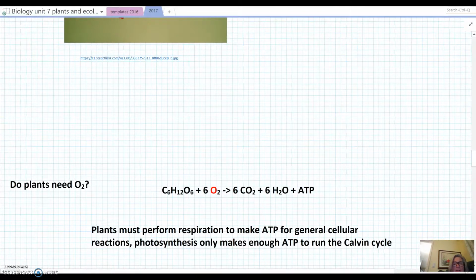Now, do plants need oxygen? Well, yes, they do. Plants have to perform aerobic respiration to make ATP for general cellular reactions, like making proteins and making lipids and endocytosis and exocytosis. Photosynthesis only makes enough ATP to run the Calvin cycle. For the plant to do anything else that it needs to do, it has to actually break down a lot of the sugars that it makes in photosynthesis to make some extra ATP.